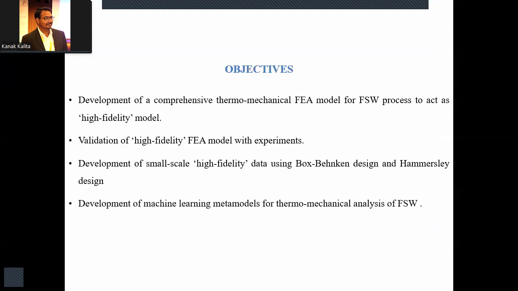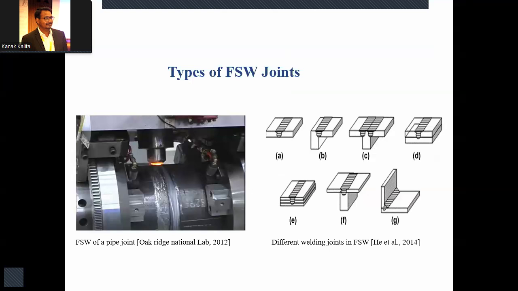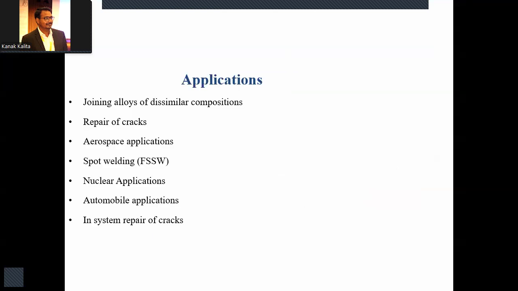Now, when we are talking about FSW, there are different kinds of FSW materials. So we can use either aluminum and its alloys, or you can use titanium, stainless steel, or copper. Now, there are various types of FSW joints that we may need to make depending on the process or the application. So it may be butt joints, lap joints, T joints, or fillet joints. Now, we know that FSW finds a lot of application in aerospace, automotive, nuclear, and in various repair applications.